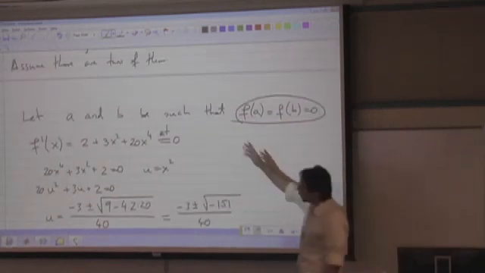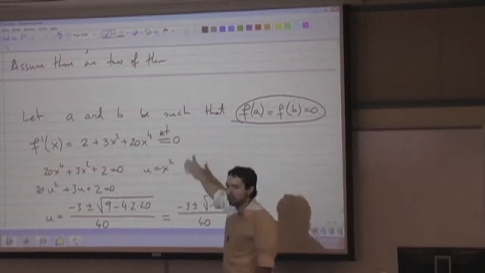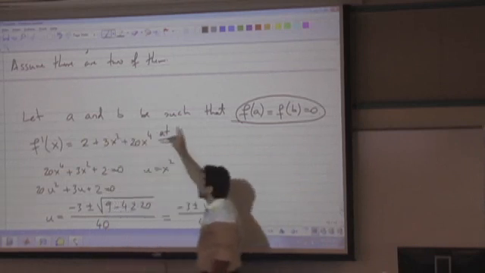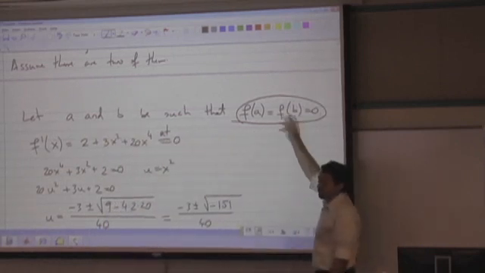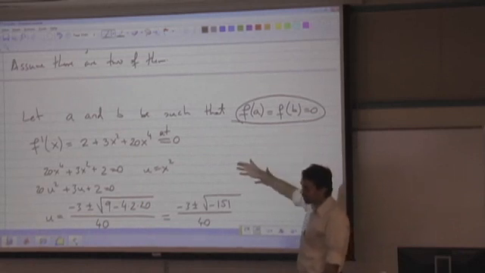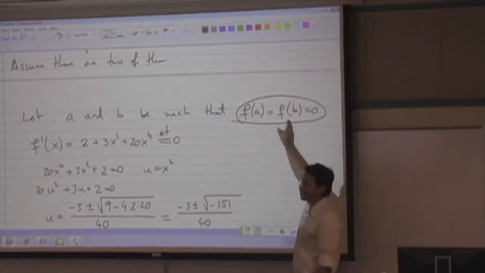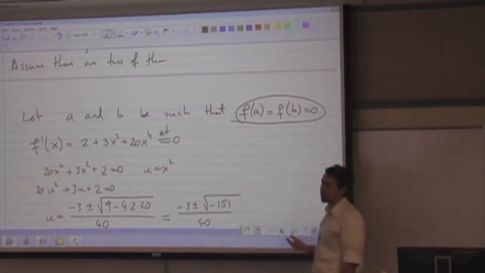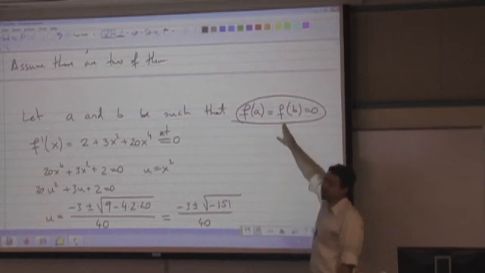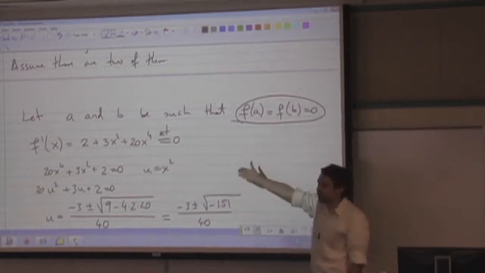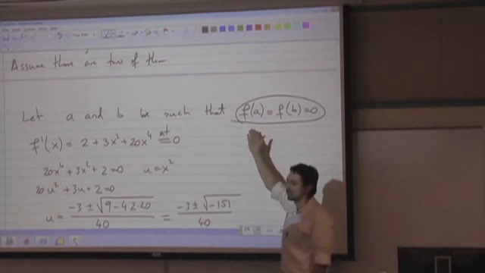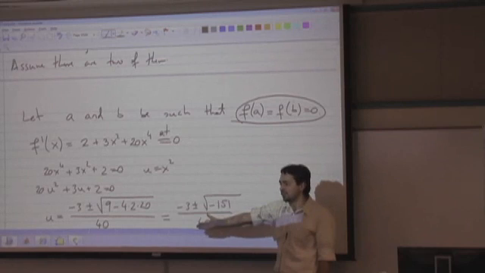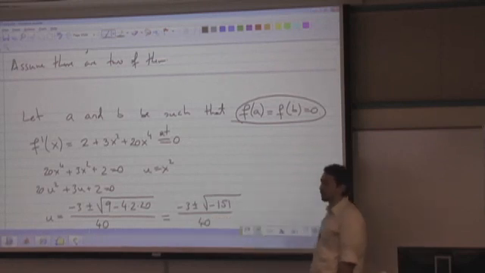Well, we showed there's one root, right? So to show that there's not more than one, assume there's two of them, A and B. F of A equals F of B equals 0, which means they're both roots. But what I'm really interested in, as far as Rolle's theorem says, is that F of A is equal to F of B. Now my function's a polynomial, which means it's continuous and differentiable everywhere. And F of A equals F of B, so I can apply Rolle's theorem to find a point C between A and B. But my first derivative is never 0. So I can't find a point between A and B.